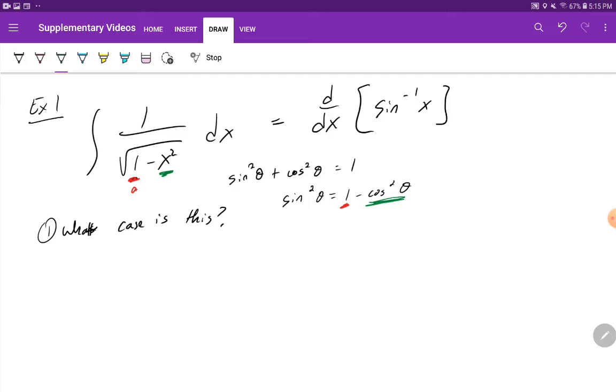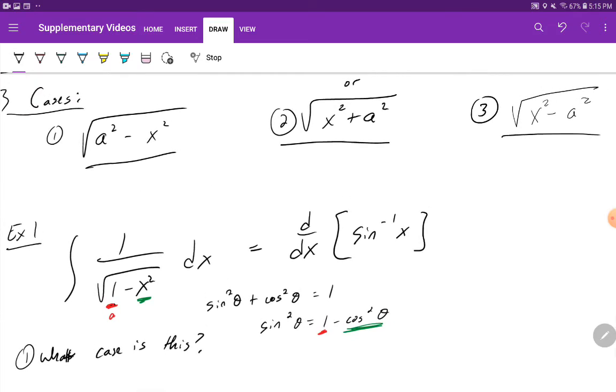Once you identify which case it falls under, you can actually make the substitution right away. When you see case number 1, let x equal a times sine theta. That a is pretty important because it's not always going to be 1. It could be another perfect square or an imperfect square, so just watch out for that. So when you see case 1, it's going to be a sine theta.